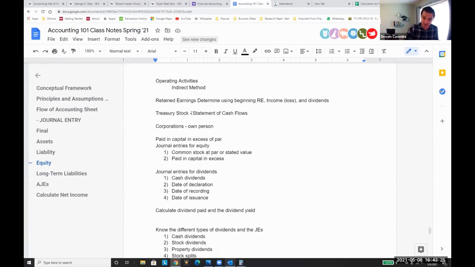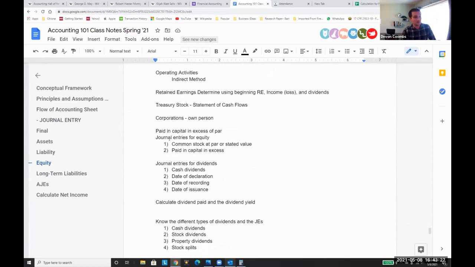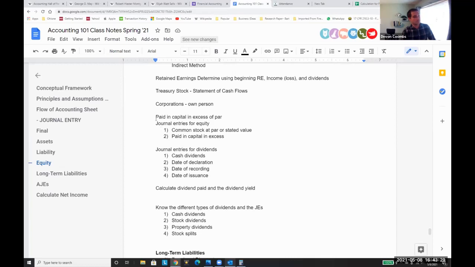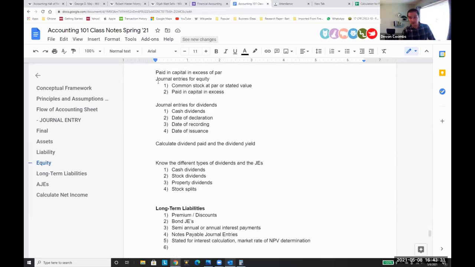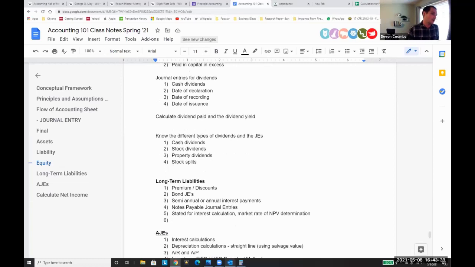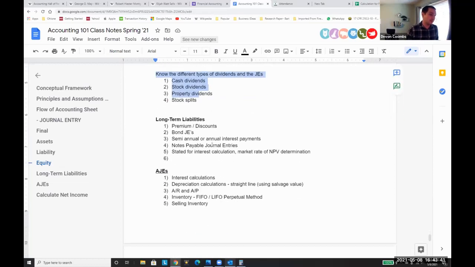The class, it's going to be focused on classification. Then we're going to be focused on equity entries. So treasury stock, just a little treasury stock, but mainly focused on, can you do the paid in capital entries? Can you do the dividend entries? And then focus on the different types of dividend entries.